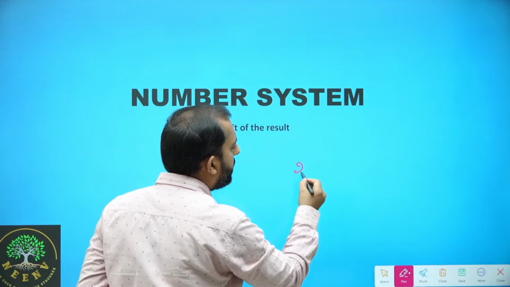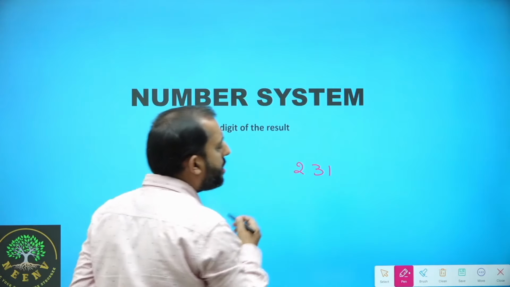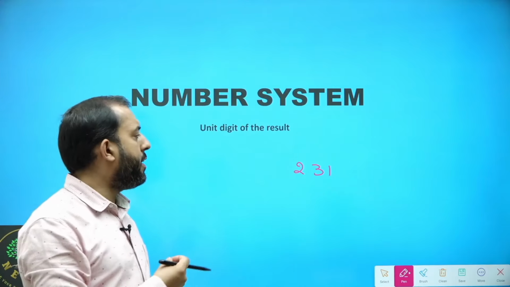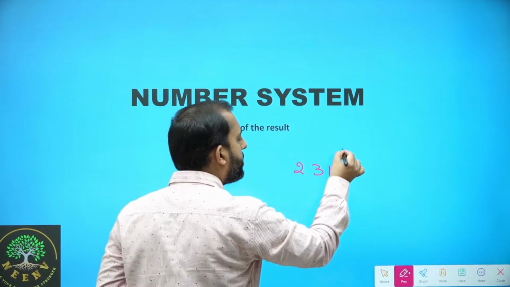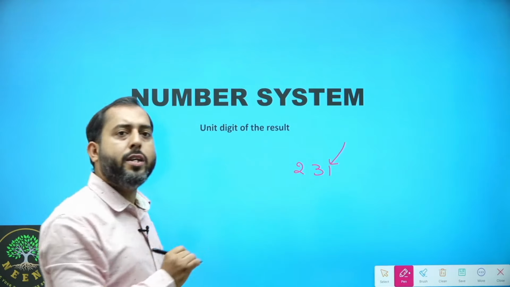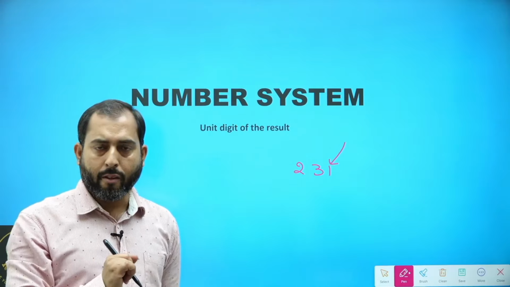Suppose I'm saying there is a number 231. What is the unit digit of this number? We all can say it easily that the unit digit of this number is 1.